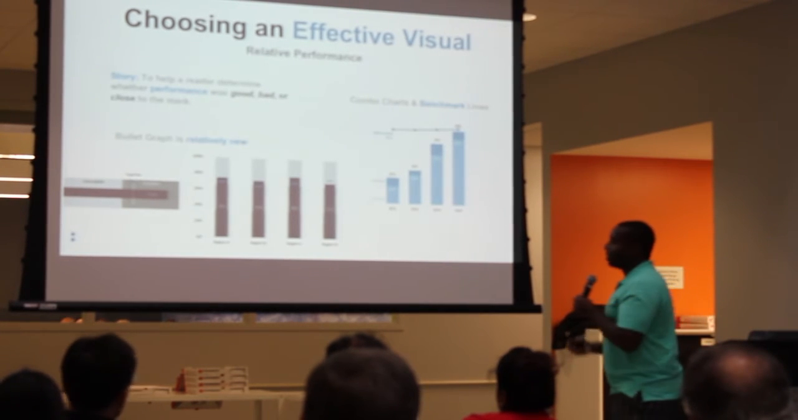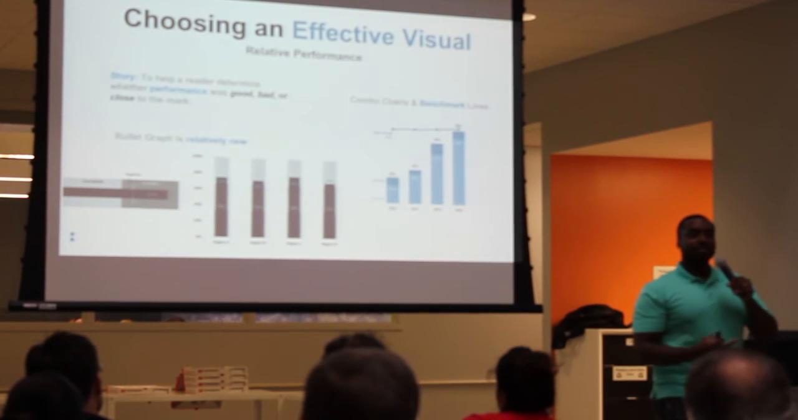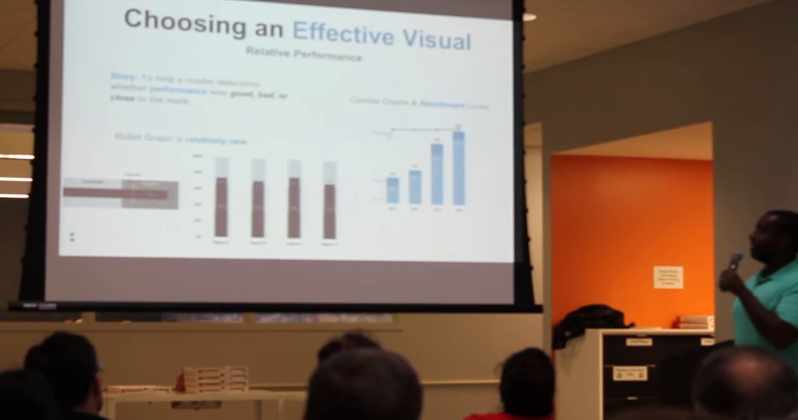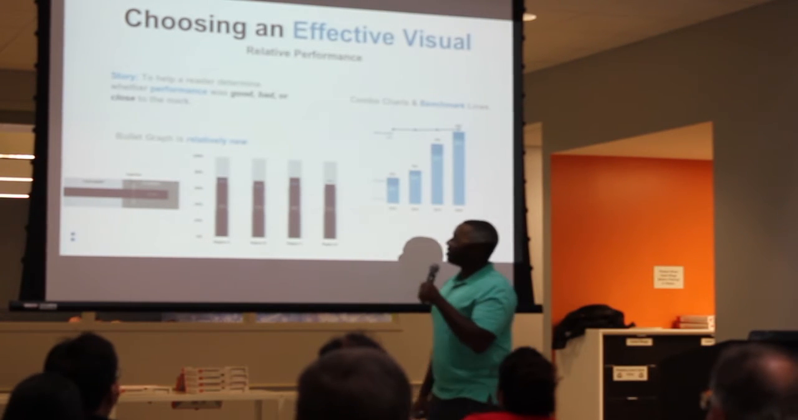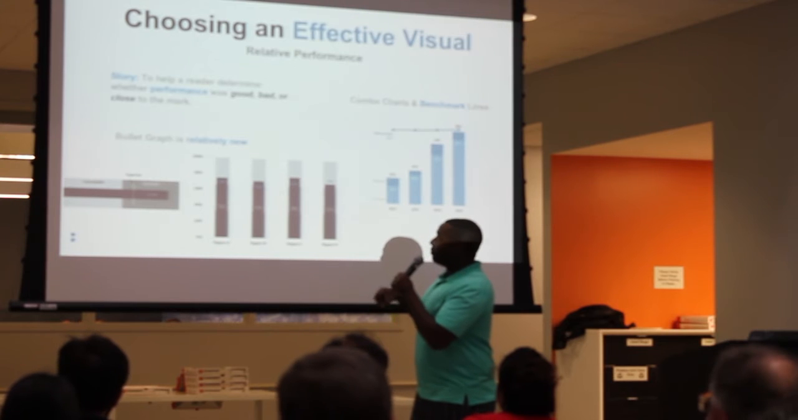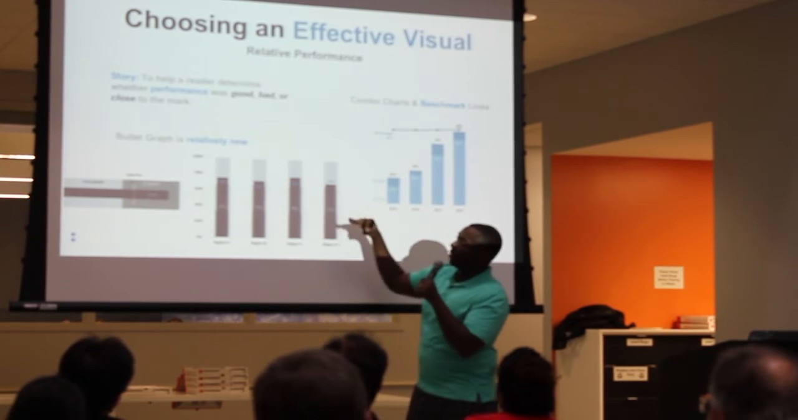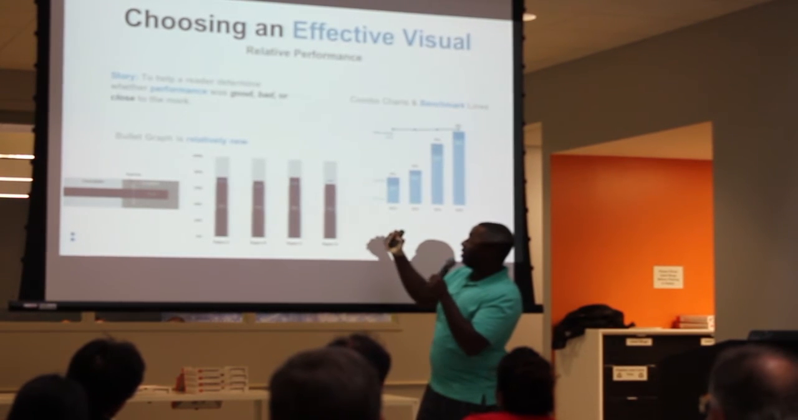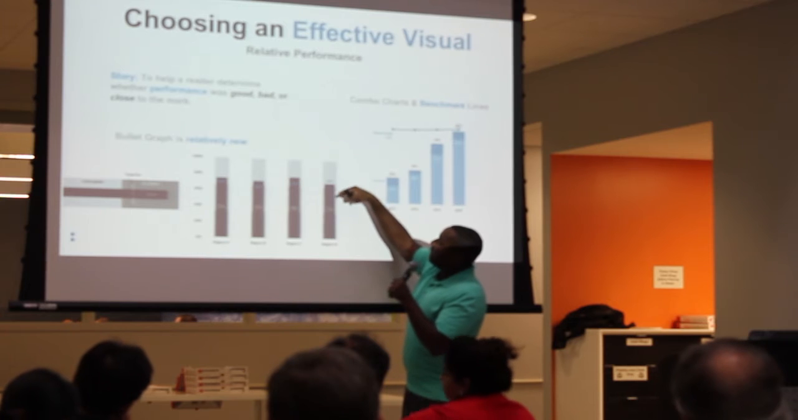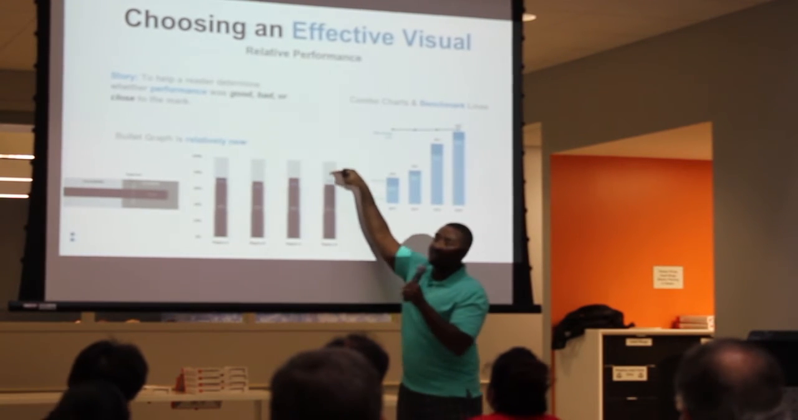Relative performance. This is like trying to figure out if we're doing good, bad, or ugly. And so this is the bullet graph, something I had never heard of before reading these books. But essentially, we have a benchmark line. So this is where we hope to be. We set our goal. This black bar is where we are. And then you see different gradients, which just show the category. This is bad, this is good, this is great.